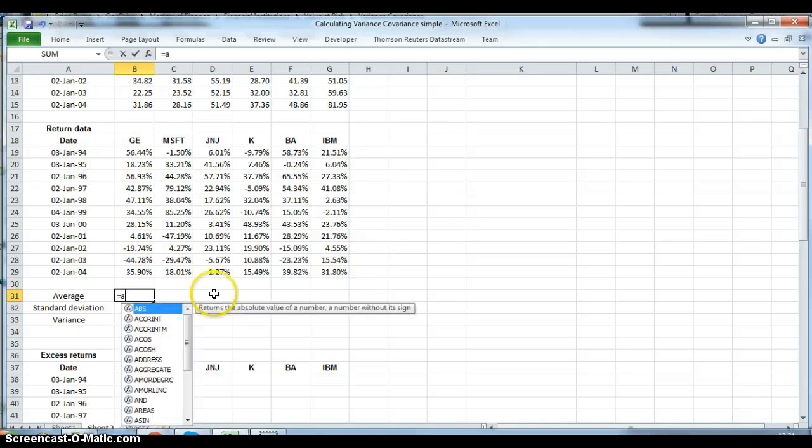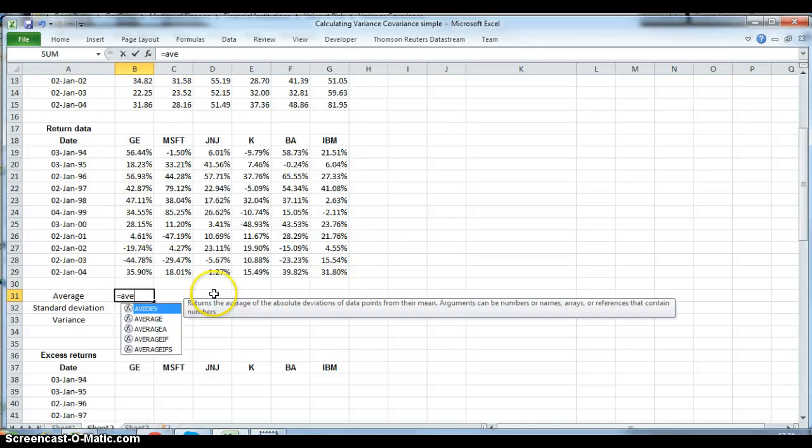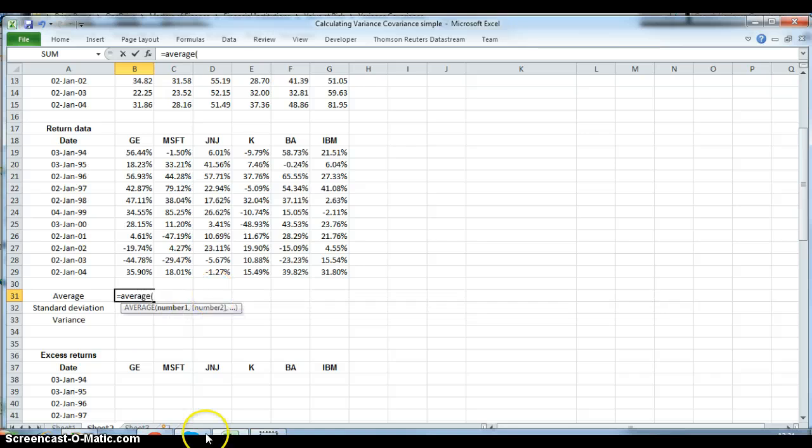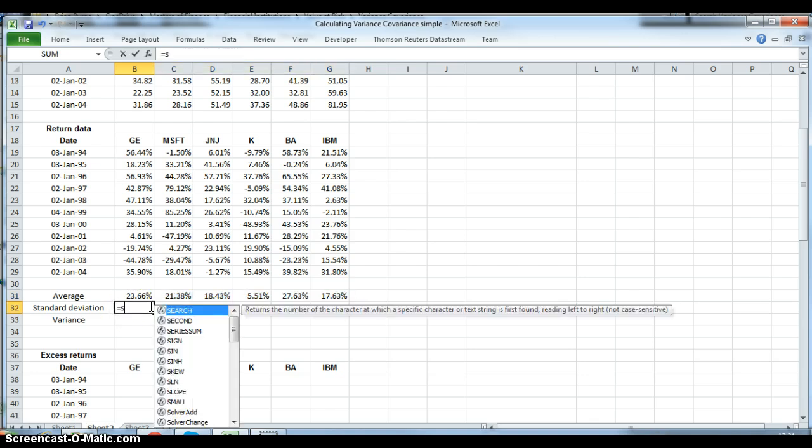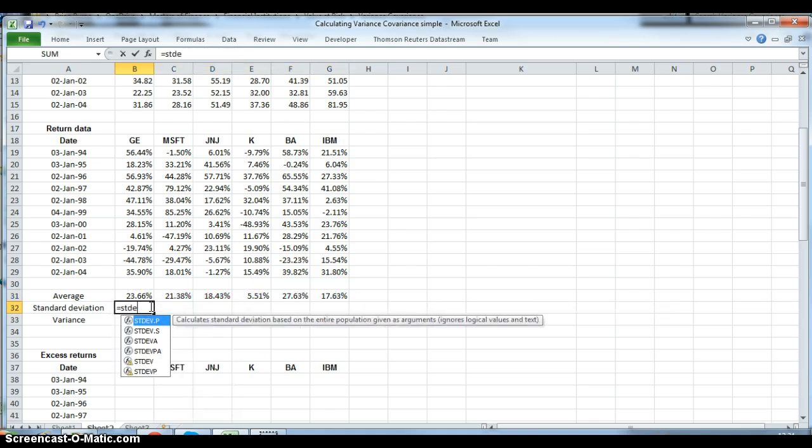So we say average, and the average value for the continuously compounded return for General Electric is 23.6%. We can pull that across. Likewise, the standard deviation we can work out for the single assets.